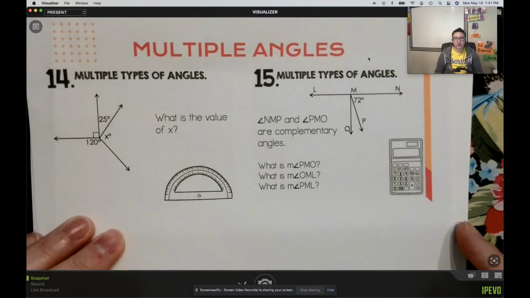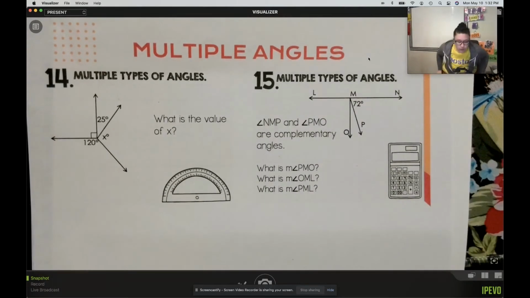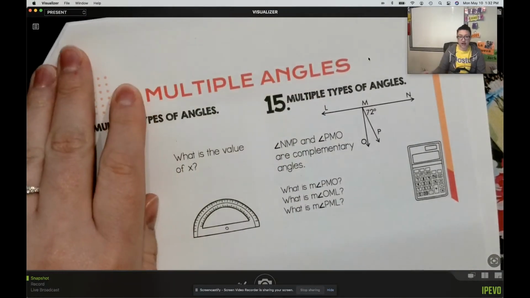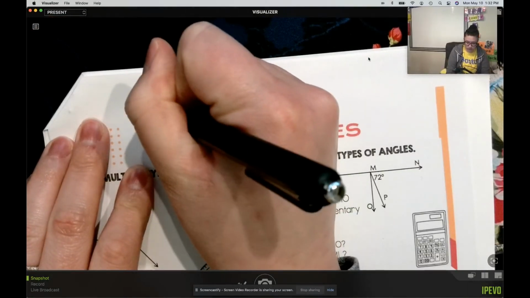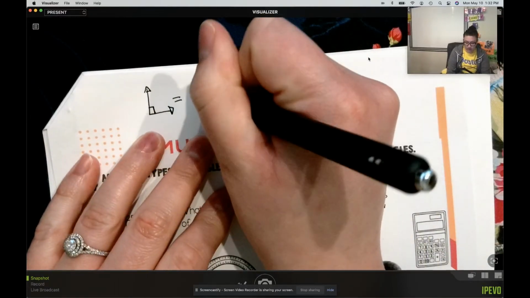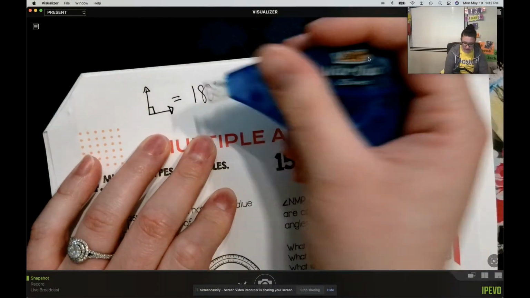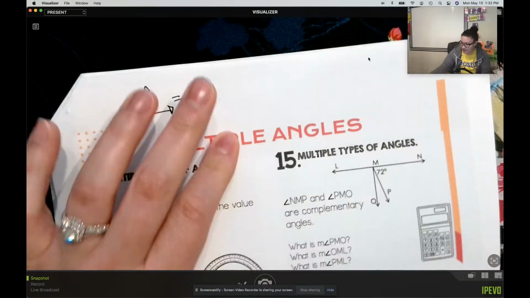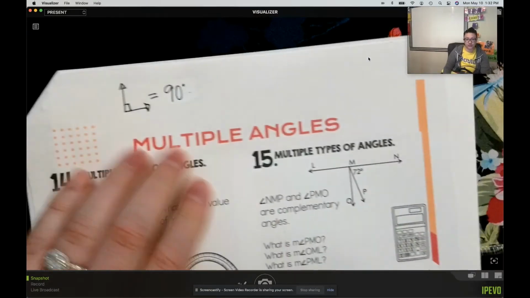All right, now we're going to kind of start throwing all of these things together. But first, I want to review real quick. If I have an angle that looks like this, how many degrees is that? That's 90 degrees. That is a right angle. That is a 90-degree angle.